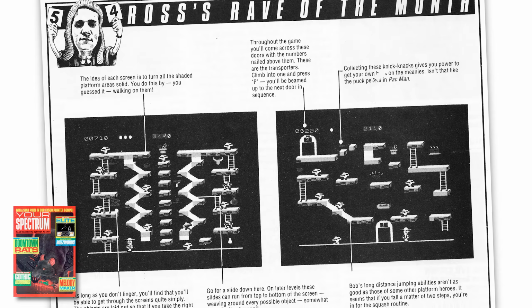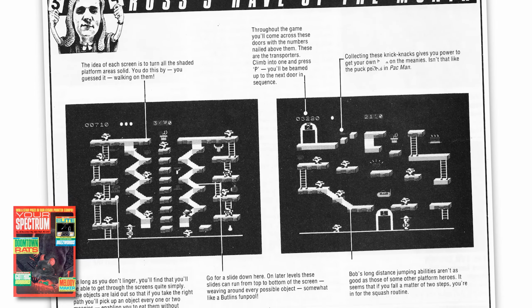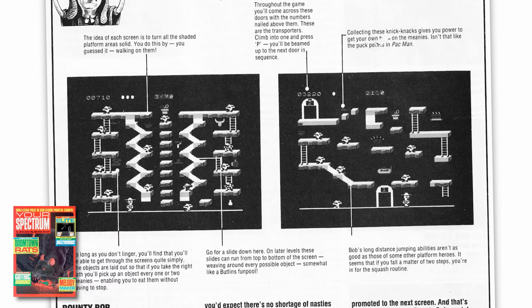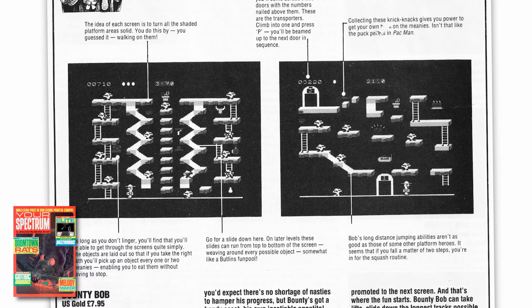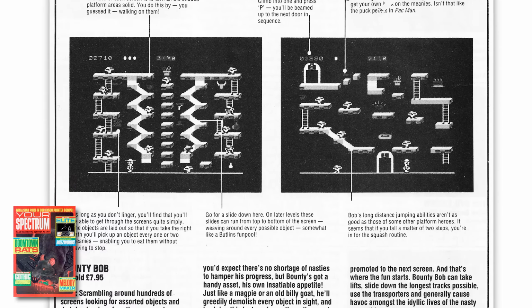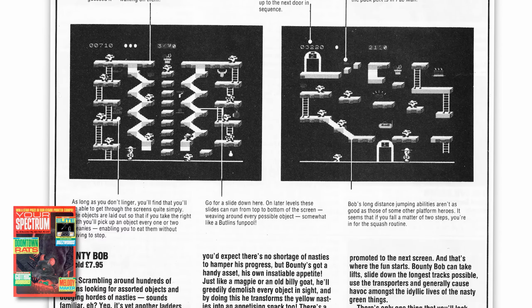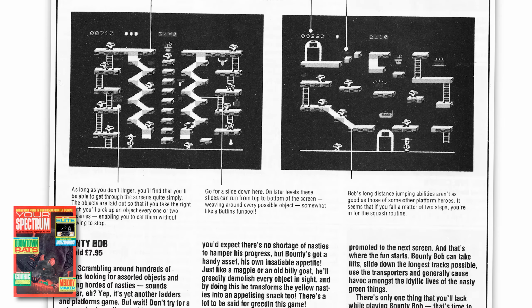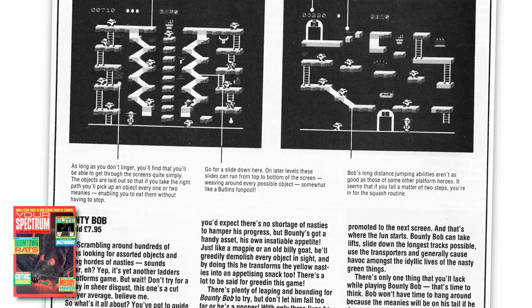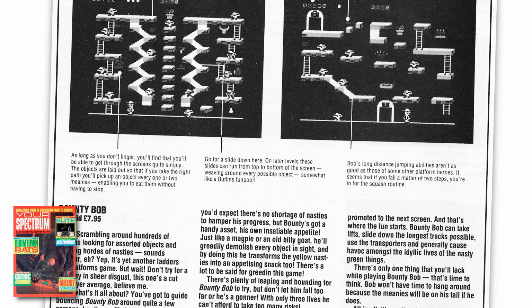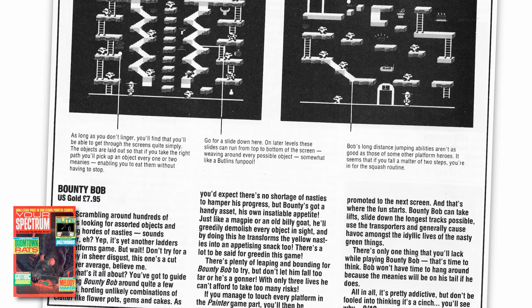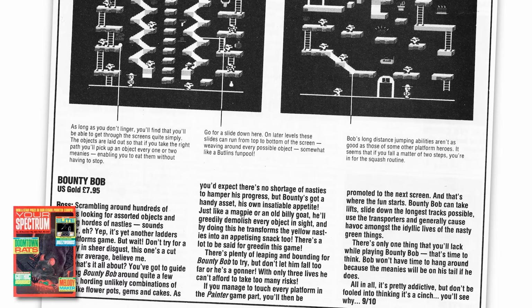if you manage to touch every platform in the Paint a Game part, you'll then be promoted to the next screen. And that's where the fun starts. Bounty Bob can take lifts, slide down the longest tracks possible, use the transporters, and generally cause havoc amongst the idyllic lives of the nasty green things. There's only one thing you'll lack while playing Bounty Bob, that's time to think. Bob won't have time to hang around because the meanies will be on his tail if he does. All in all, it's pretty addictive, but don't be fooled into thinking it's a cinch. You will see why.